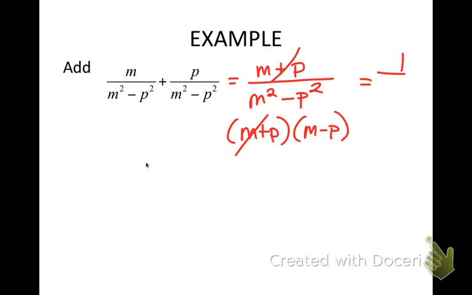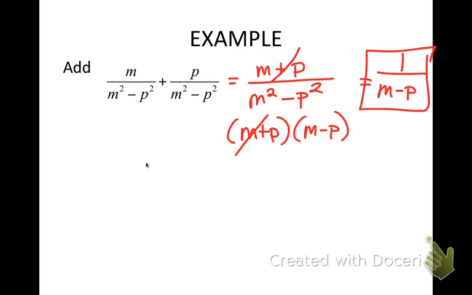Yeah, there's m minus p. 1 over m minus p. Perfect. Just because there's nothing up there, you don't put a 0. You've got to put something as a space filler, which is going to be 1.